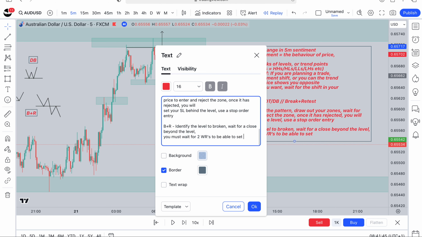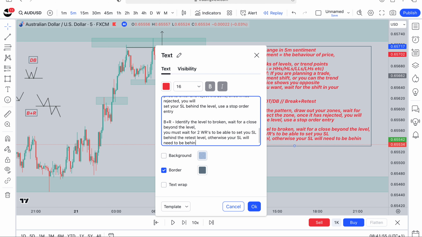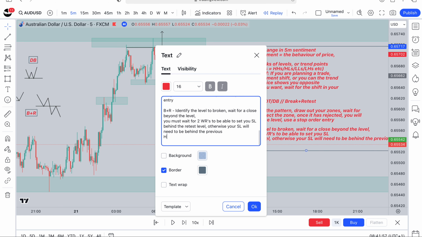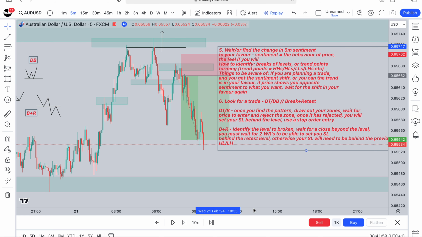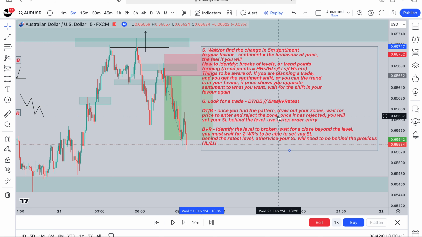To be able to set your stop loss behind the retest level. Otherwise, your stop loss will need to be behind the previous higher low, lower high. Okay, so I know this wasn't a higher low, lower high, but you have to take that into consideration.